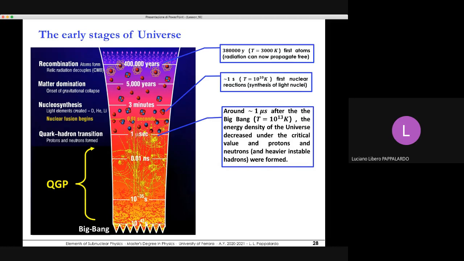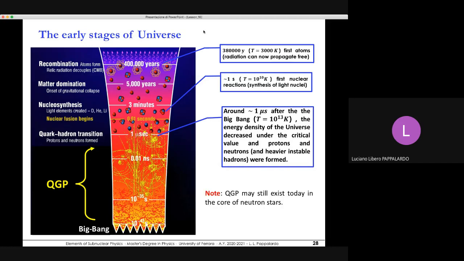So atoms started to be formed essentially 3,800 years after the Big Bang, and from now on, the photons are not absorbed anymore because there are no charged particles around. They are all neutral objects, which are atoms, and so the light starts to propagate freely from this moment on. And the photons that you see here are what constitute the cosmic microwave background that we observe today. Of course, it is now cooled down to just 3 Kelvin due to the expansion and cooling of the universe.